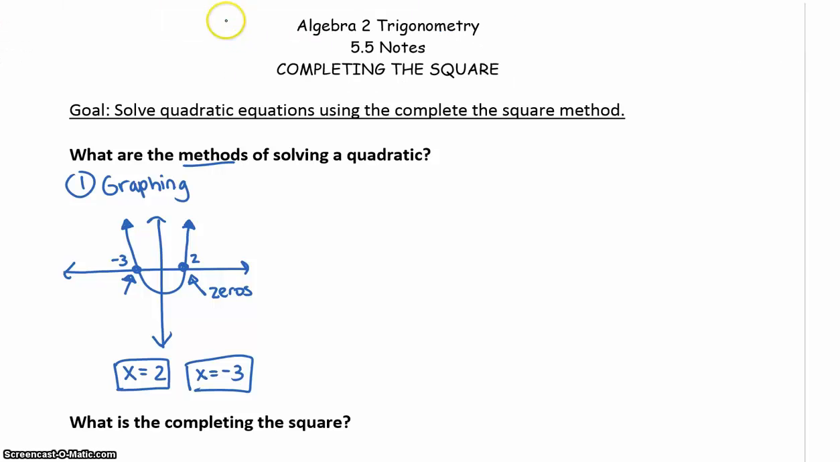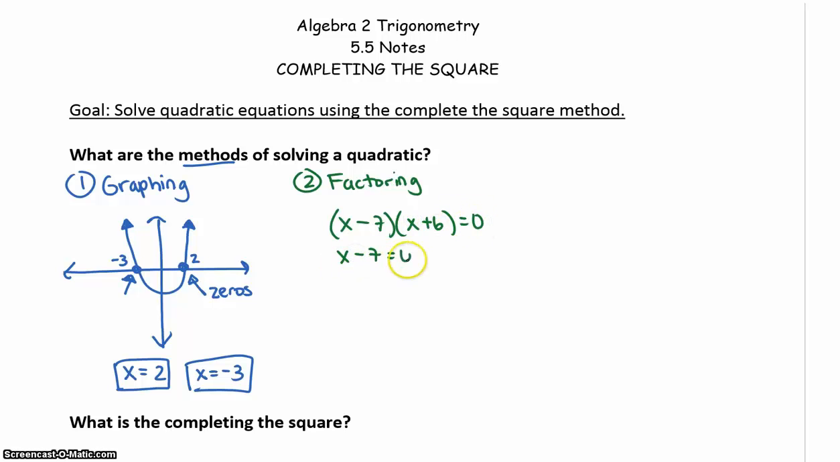From there we went into a second method, which was by factoring. We factored quadratics into factors such as x minus 7 and x plus 6 equals 0. Then we set each factor equal to 0 and solved for each x value. So x equals 7, and x equals -6. Those were our solutions using the factoring method.